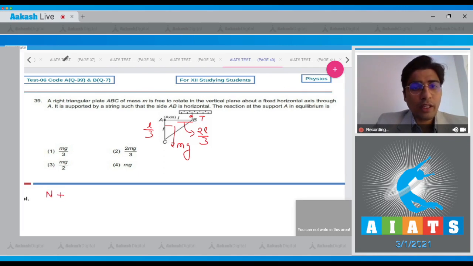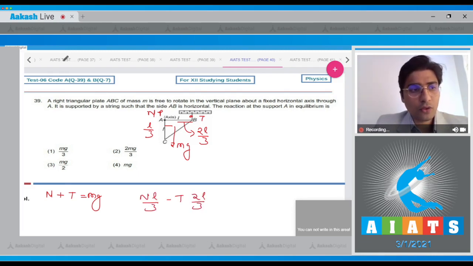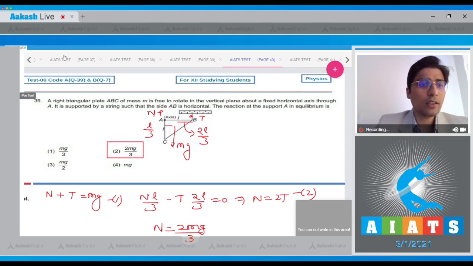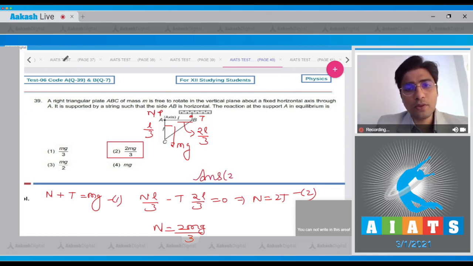Using the force equilibrium, we can write down that N plus T should be equal to mg, where N is upwards, that is the reaction force, and balancing the torque about the center of mass, we can write down that N into L by 3 minus T into 2L by 3 should be equal to 0, which means that N is equal to 2T. From these two equations, that is equation 1 and equation 2, we find out that N will be equal to 2 mg by 3. And hence for this question the correct answer is option number 2.